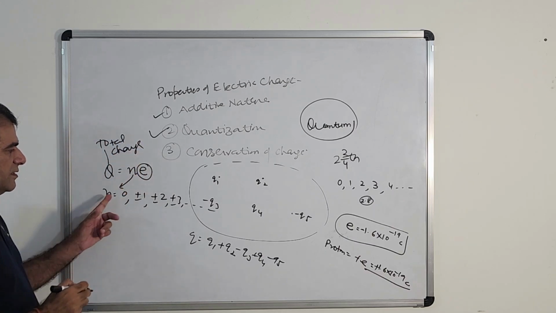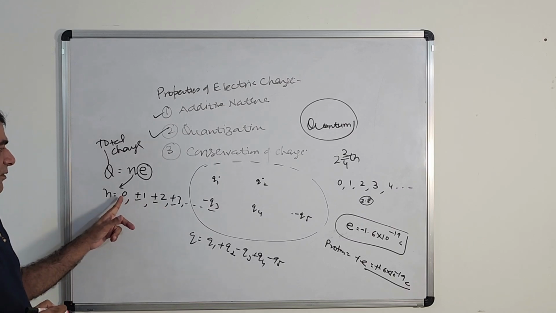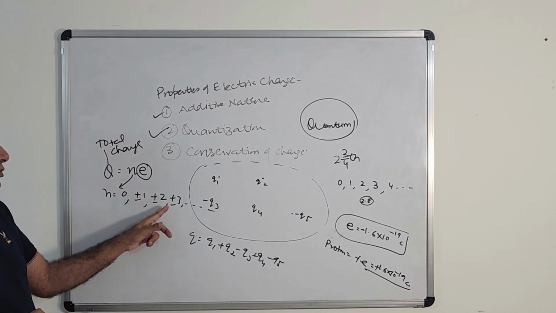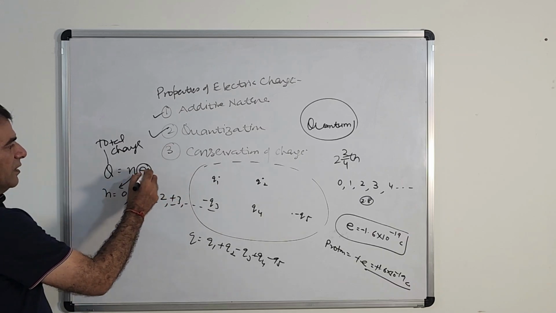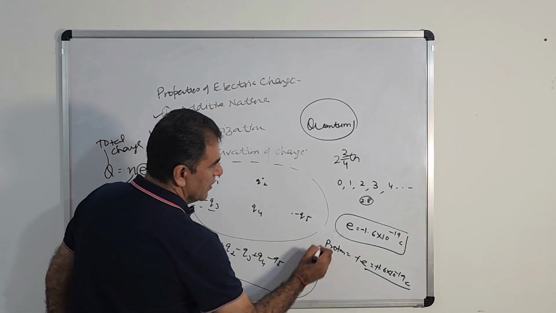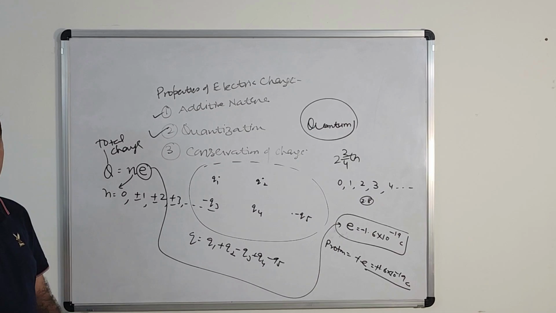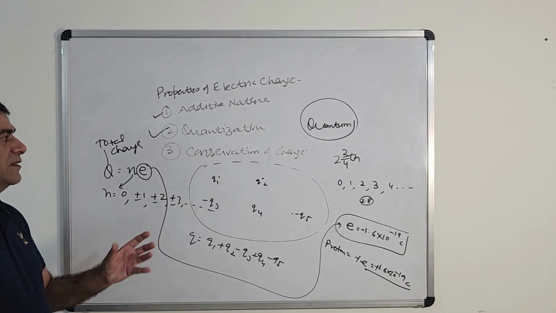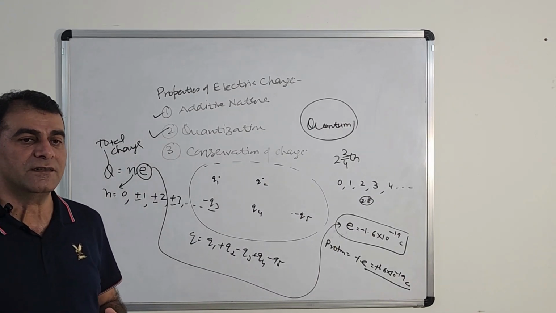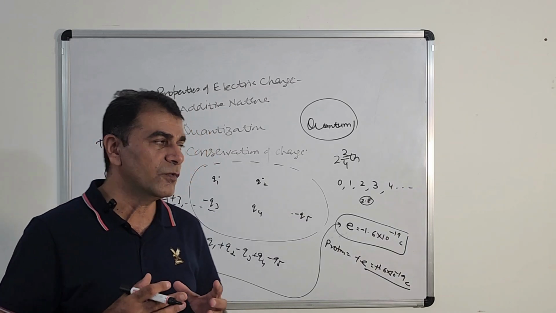N is an integer. It can have values 0, plus minus 1, plus minus 2, plus minus 3, and so on. And e is nothing but the charge on the electron. So when you talk about quantization, the word comes from quantum.